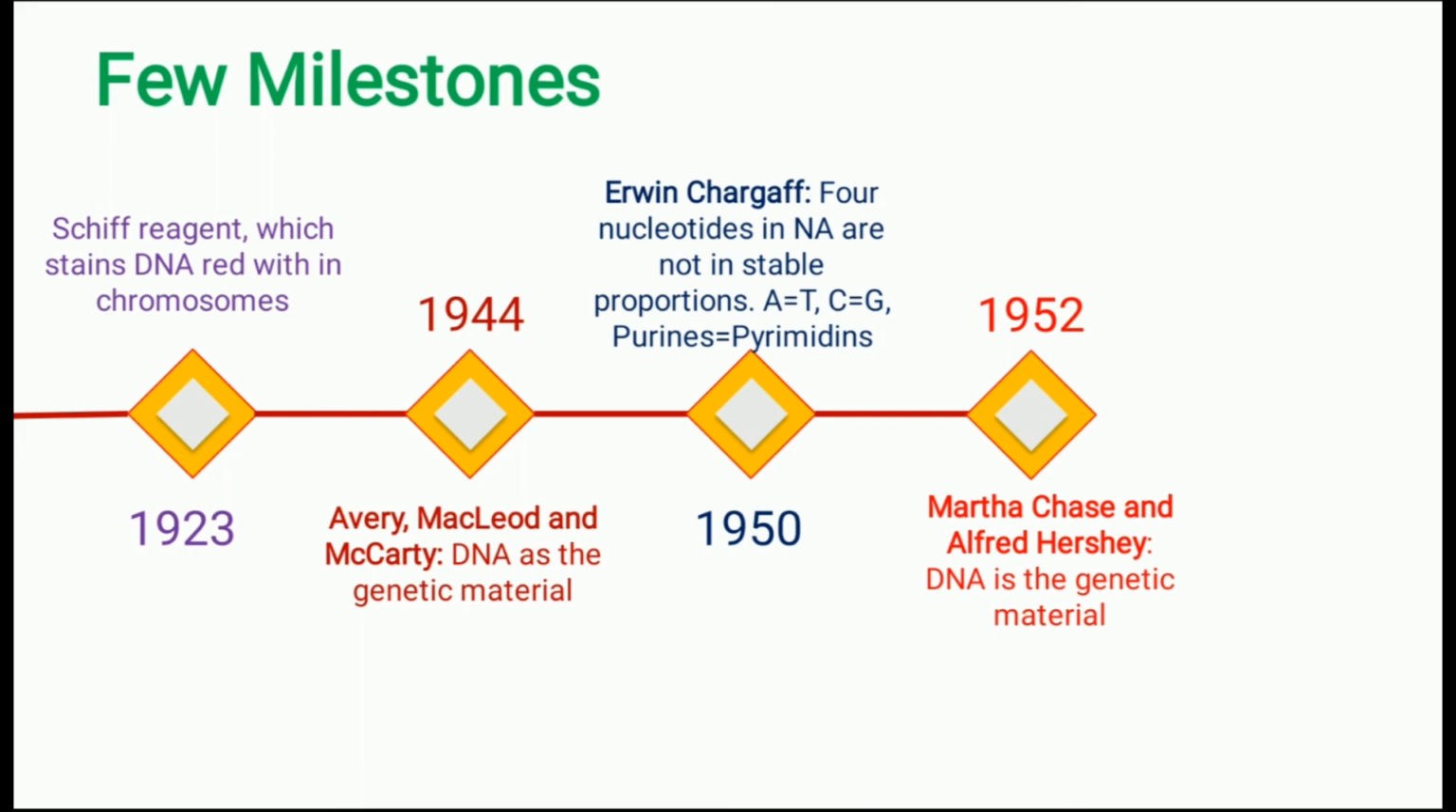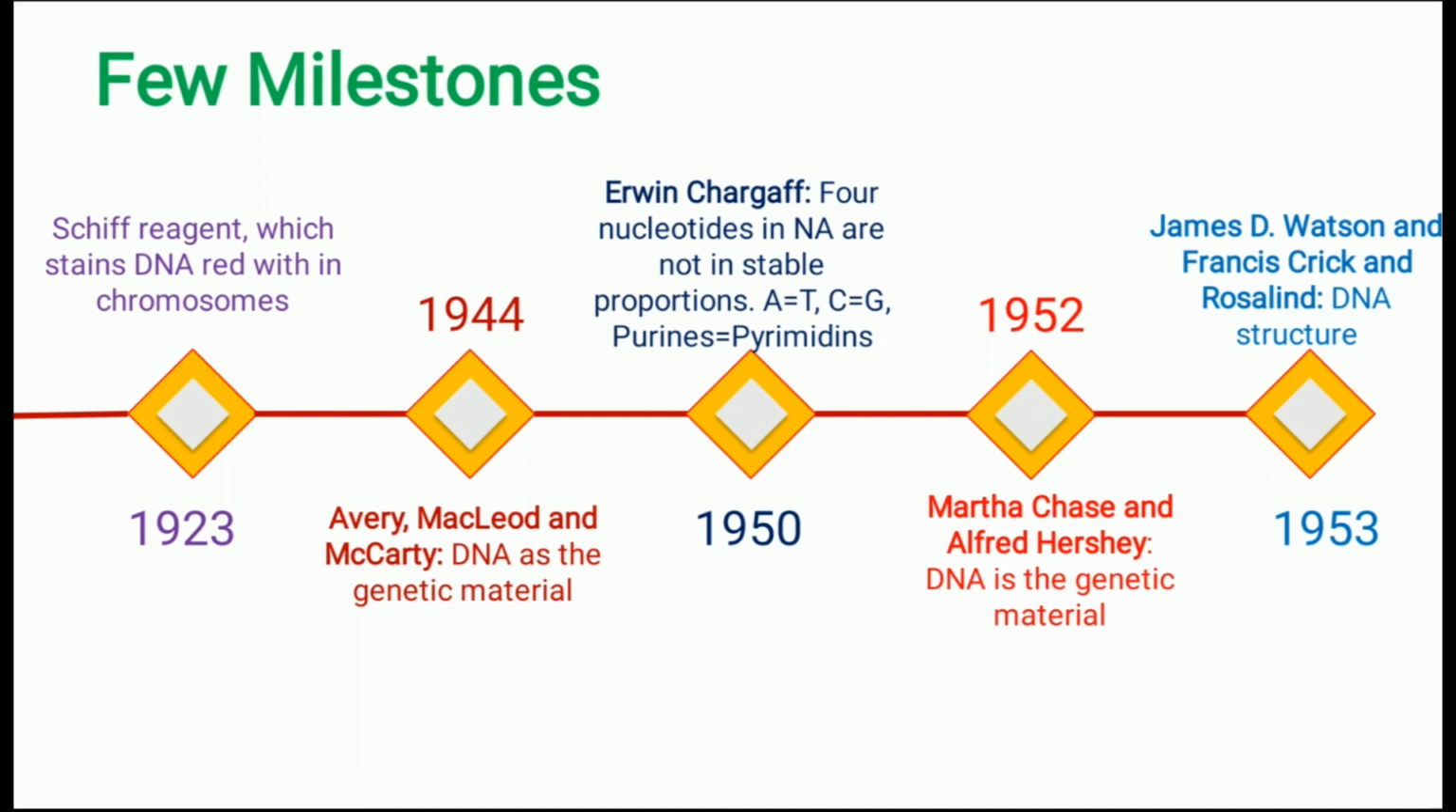And in 1952, Martha Chase and Alfred Hershey performed the Hershey and Chase experiment and they proved DNA is the genetic material. And in 1953, the scientists Watson and Crick, along with the research findings of Rosalind Franklin, reported the double helix structure of DNA molecules.